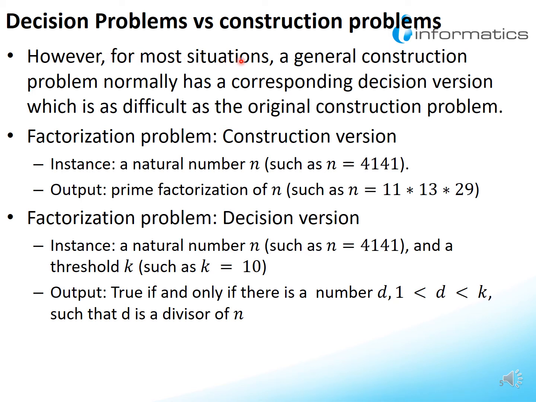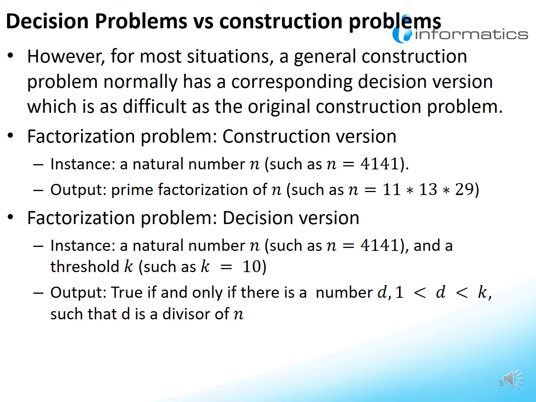For most situations, a general construction problem normally has a corresponding decision version, which is as difficult as the original construction problem. In other words, for a construction problem, most likely you can find a decision version. And if you can solve the decision version efficiently, then you can solve the construction version efficiently too.